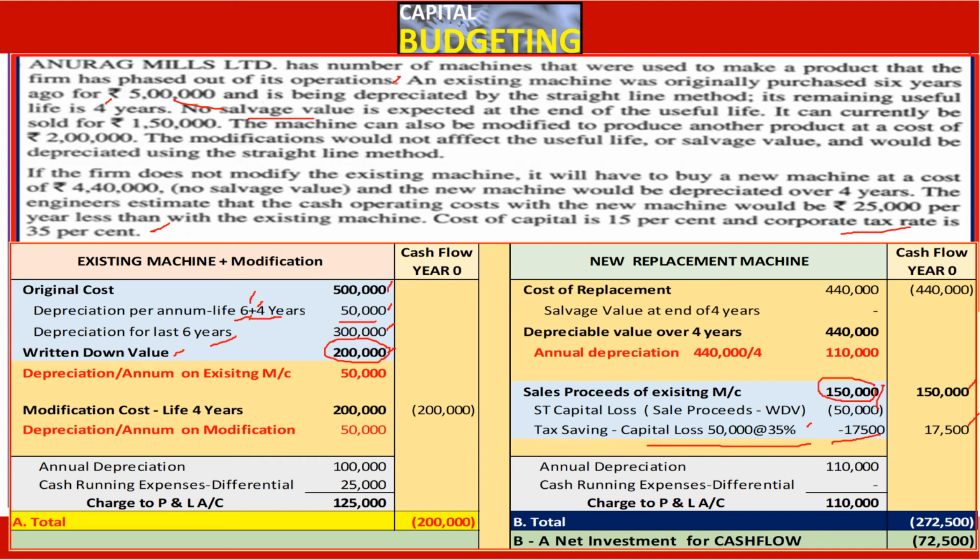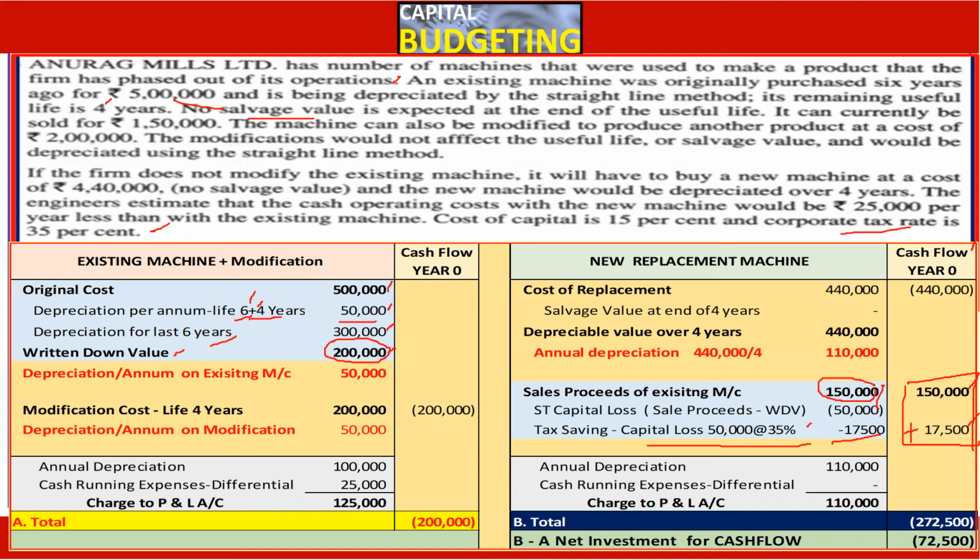And 17,500 also becomes a benefit to the company in terms of cash flows. Therefore, from the sale of the machine and booking of the loss, net inflow will be immediate cash of 1,50,000 and tax savings of 17,500. Now, let us take it further.